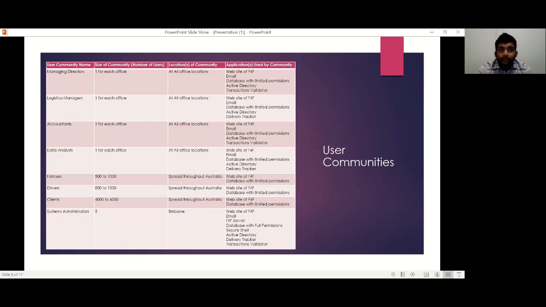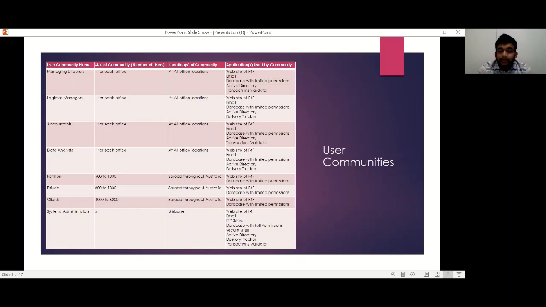User communities. Coming to user communities, the managing director, logistics manager, accountants, and data analysts have similarities in the kinds of applications they use: the website of F4F, email, database with limited permissions, and active directory and transaction validator, which are accessed by all these four. Limited access goes to farmers, drivers, and clients, who use only the website of F4F and the database with limited permissions.